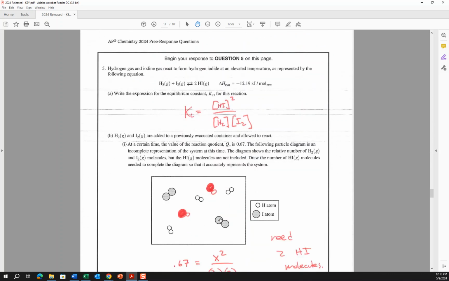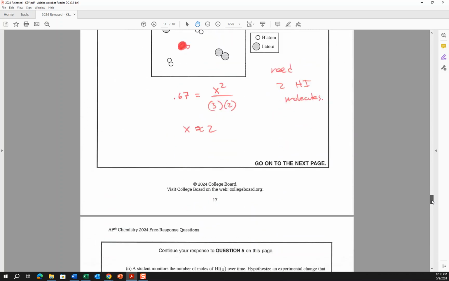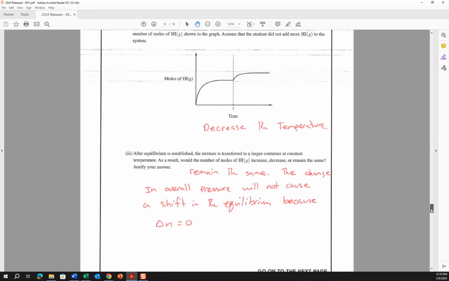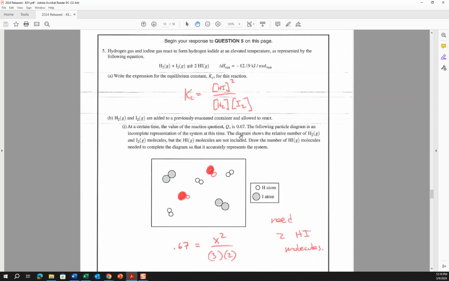Moving on to question 5. Sorry, I didn't write that at the top of my thing. So let's see. Question 5 has 4 prompts, so each one is worth a point. So first one, just write the equilibrium expression for this reaction. So that's hopefully an easy one.